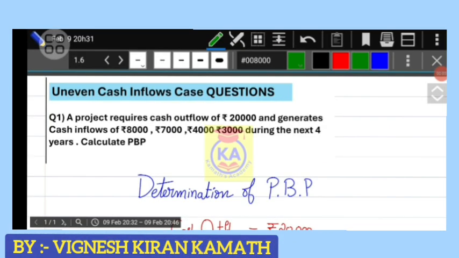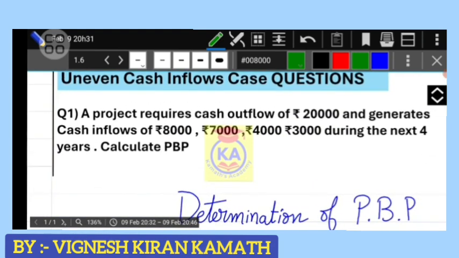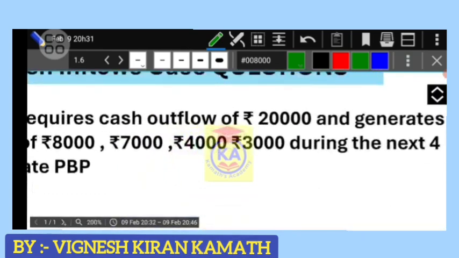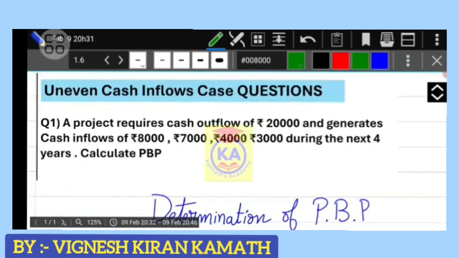In today's video, let's discuss the second situation of payback period, that is uneven cash inflow case questions. Let's look at question number 1. A project requires a cash outflow of rupees 20,000 and generates cash inflows of 8,000, 7,000, 4,000, 3,000 during the next 4 years. Calculate the PBP.